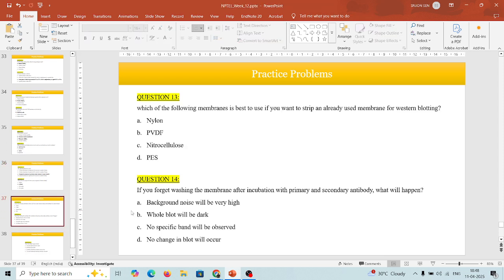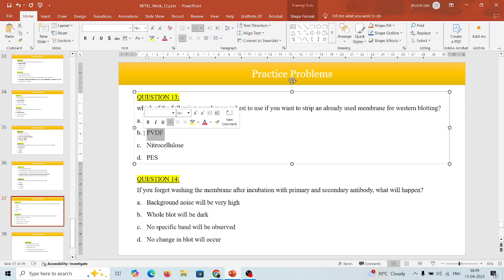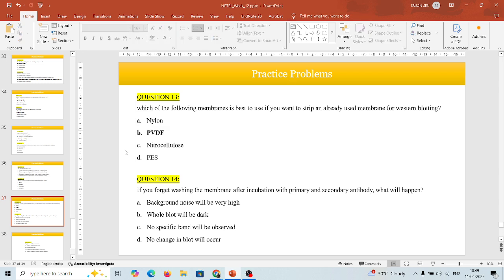Which of the following membranes is best if you want to strip an already used membrane for Western blotting? So in other words, which of the membranes can be reused? Is it the nylon membrane, PVDF, nitrocellulose or paste? Yes, it is the PVDF membrane that you can use, not the nitrocellulose one or the nylon membrane.